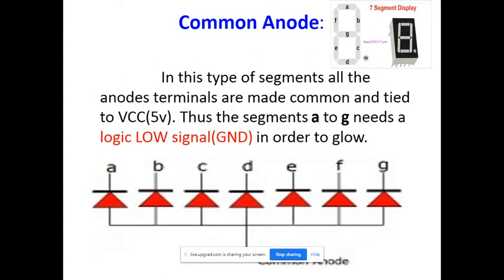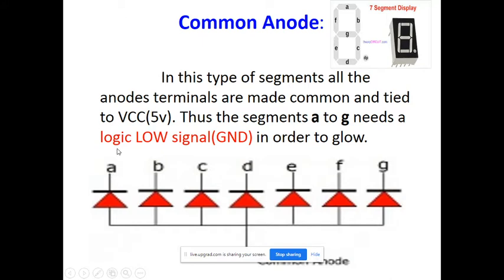The next configuration is common anode. In the common anode configuration there are 8 LEDs, and all anodes are connected commonly to VCC. The other ends are A, B, C, D up to H. Now suppose this A terminal is connected to our controller. In our case the controller is the 8051, so A is connected to one of the port pins.